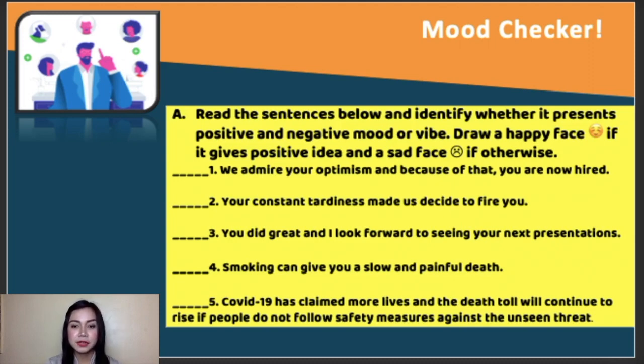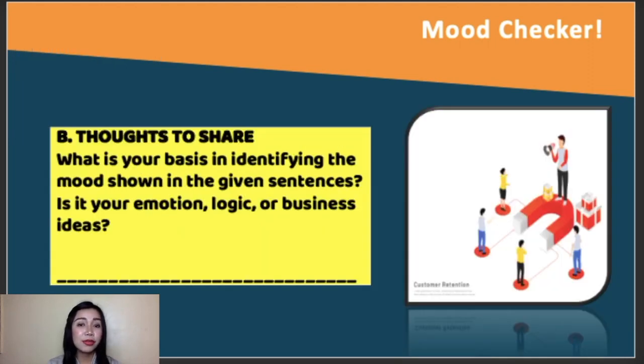Let's have number 3. You did great and I look forward to seeing your next presentations. In 5, 4, 3, 2, post your answers. Correct. Happy face. Let's have number 4. Smoking can give you a slow and painful death. Post your answer. Happy face? No, it's a sad face because it gives a negative vibe. And let's have number 5. COVID-19 has claimed more lives and the death toll will continue to rise if people do not follow safety measures against the unseen threat. Happy or sad face? Sad face, correct.